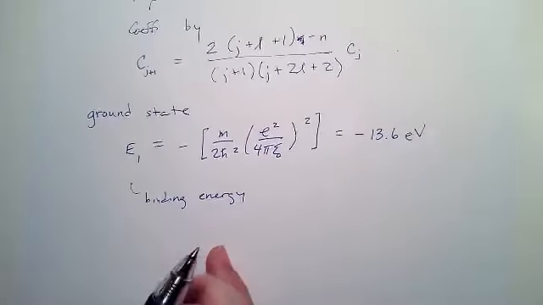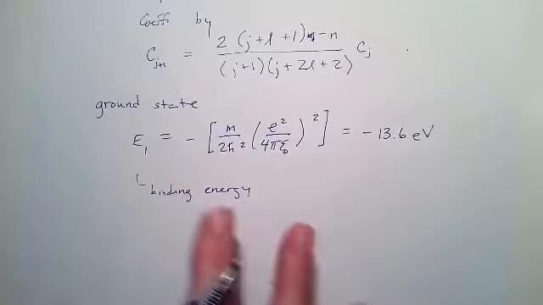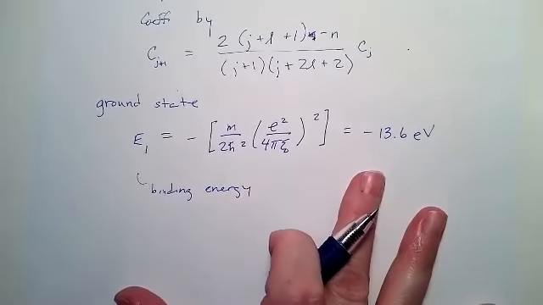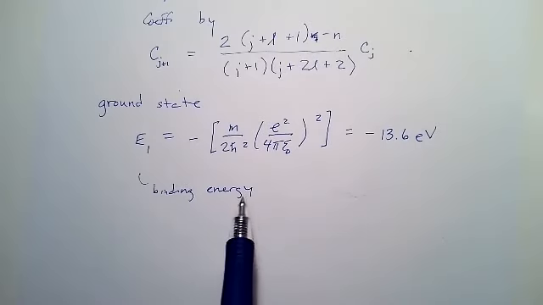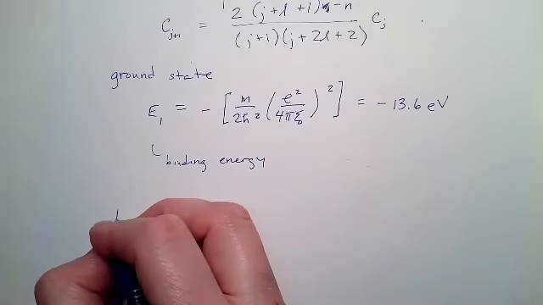So what that means is that if an electron in the ground state is bound to our hydrogen atom, this is the amount of energy you would need to impart on that electron to free it. So you would need to add 13.6 electron volts to an electron in the ground state to ionize that hydrogen atom, right?